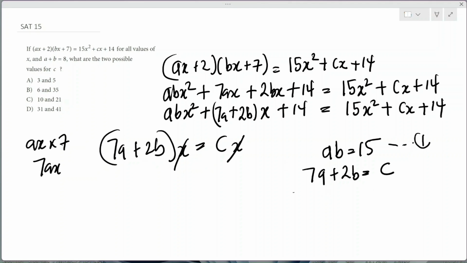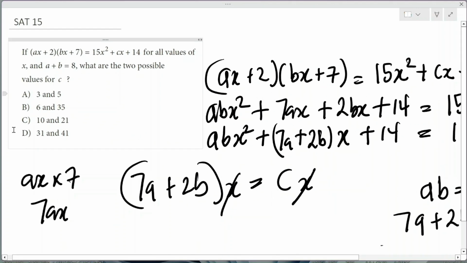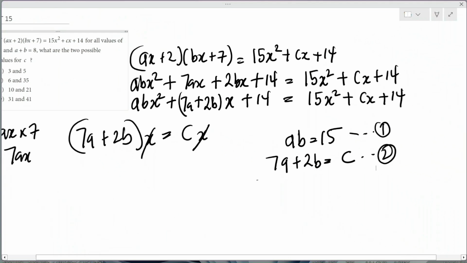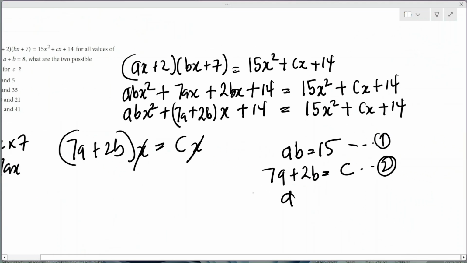This is equation 1. This is equation 2. Then remember, from the question, we're given a plus b equals 8. And we have equation 3, which is a plus b equals 8. With these equations, we can find the two possible values for c.